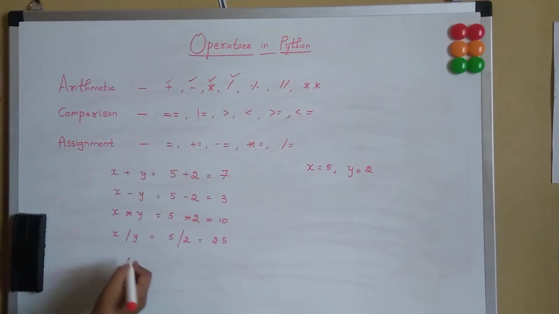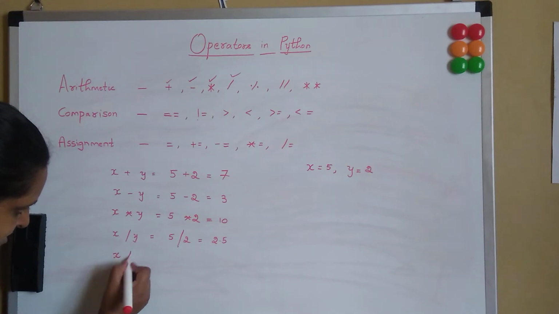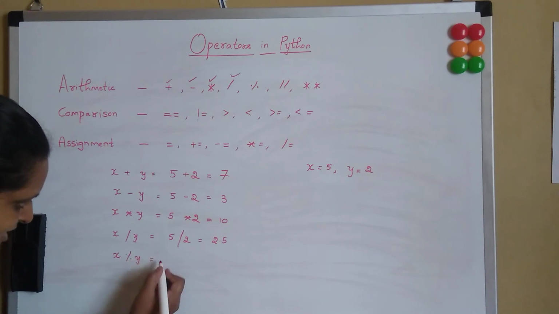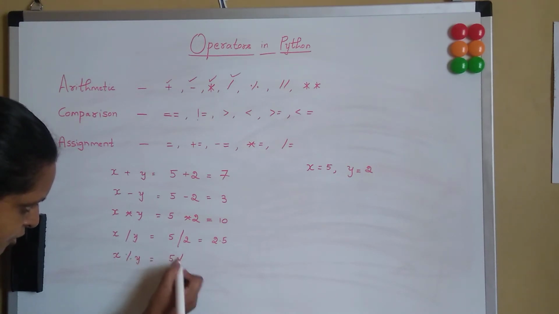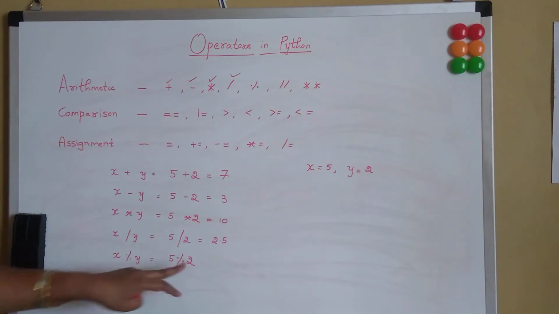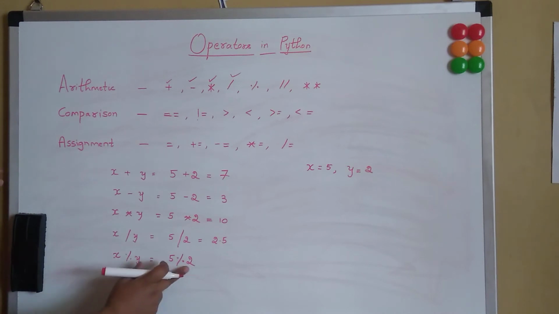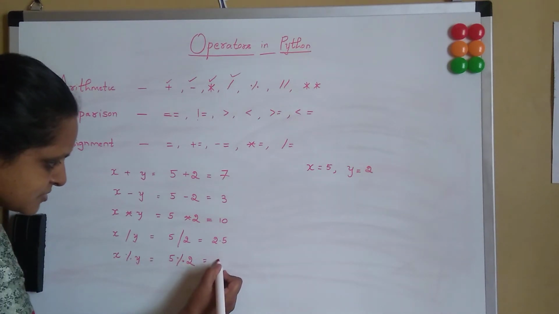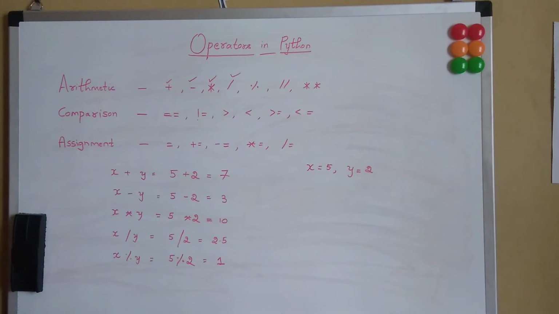Next is the modulo symbol. That is, x modulo y gives the remainder of 5 modulo 2. So when you divide 5 by 2, 2 2s are 4 and the remainder is 1. So it gives the value equal to 1.